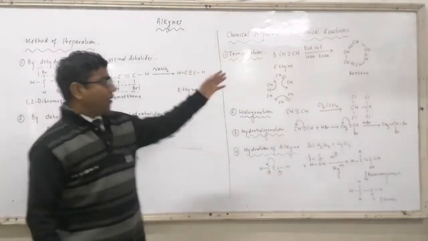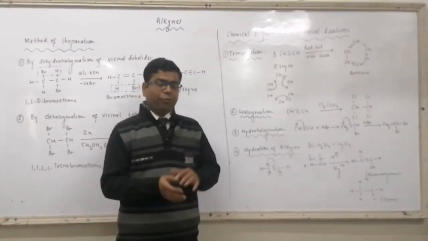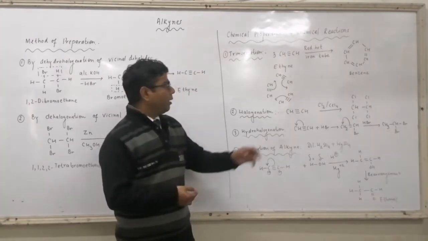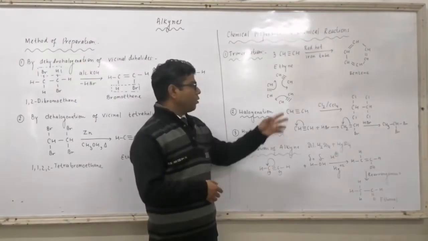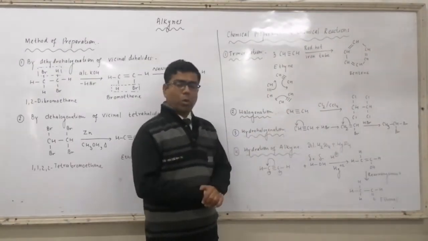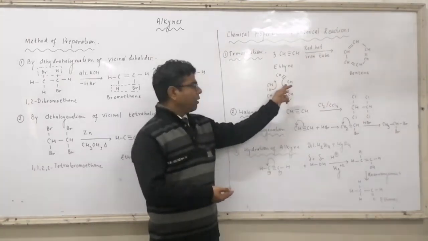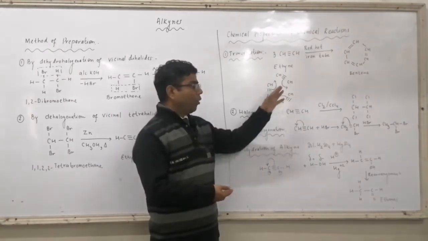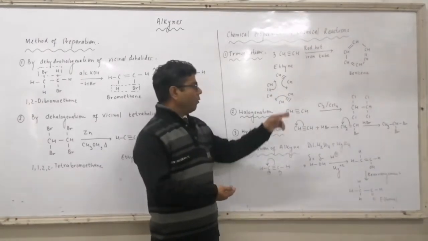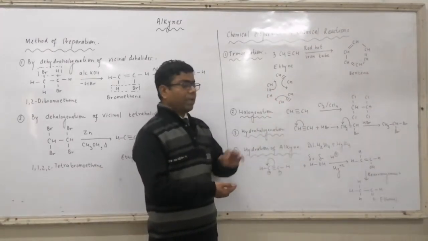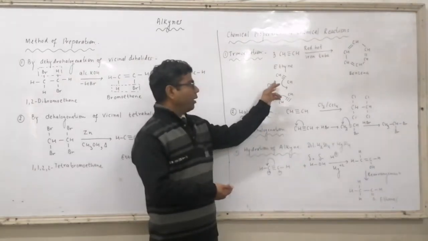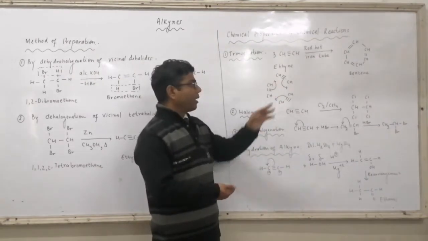So when ethyne is taken, then 3 molecules will be added up. So here is your first molecule, here is your second molecule, here is your third molecule. There is shifting of bonds between the carbon-carbon atoms so that we can have a new bond between the carbon-carbon atoms.